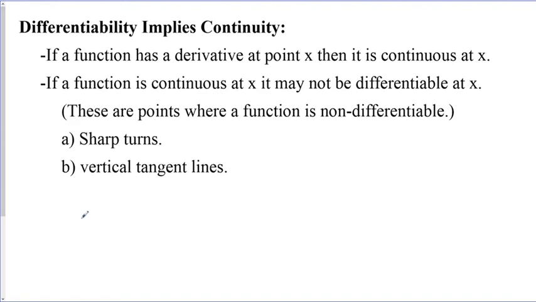All right, so differentiability implies continuity. So if a function is differentiable at a point x, then it is continuous at x. The converse is not true. If it's continuous at x, it does not necessarily have to be differentiable at x. So points where there are sharp turns or places where there are vertical tangent lines are going to be places where you're going to have no differentiability, but it could still be continuous.